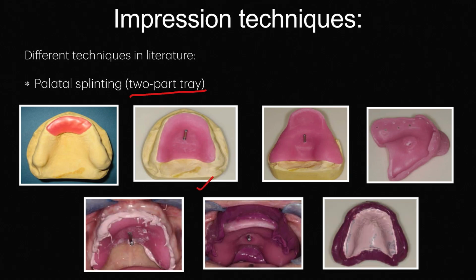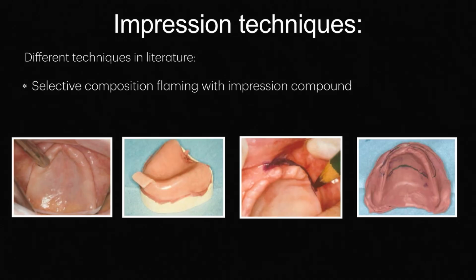The palatal tray for the flabby ridge impression and the overlay tray for the impression of the rest of the ridge. Next is selective composition flaming with impression compound, where primary impression is taken using alginate impression material, and on the primary cast, impression compound impression is taken in custom tray, which was molded on peripheries intraorally.